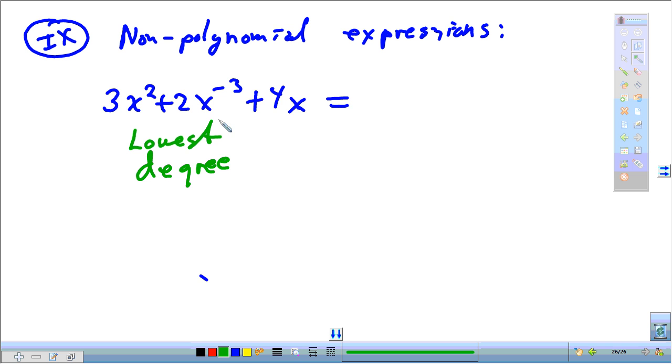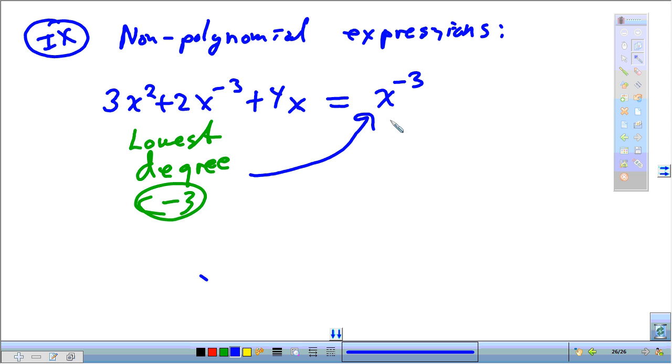So we look at the least degree. In this case, we have 2, minus 3, and 1. The least of those is minus 3. Take that power, x to the minus 3, and factor it from all 3 terms.